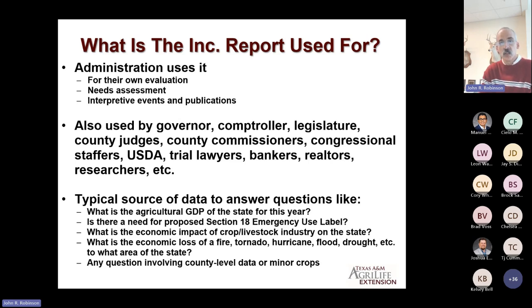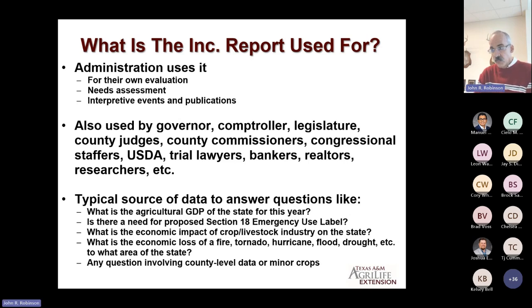I mean, they're talking to the legislature. They're talking about the importance of agriculture and economic impacts. This is the data that lets them, and frankly, your immediate administrators and you, talk about how important ag is in your region. So administration uses it in all kinds of ways.